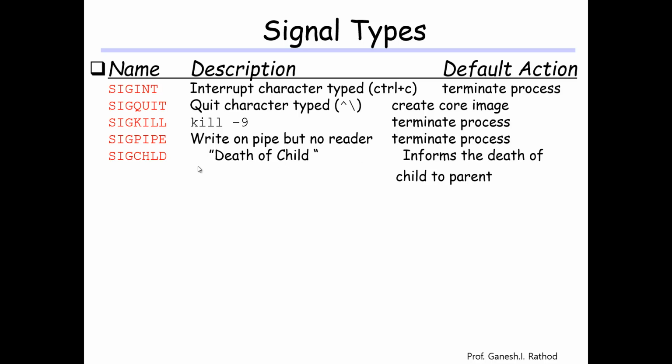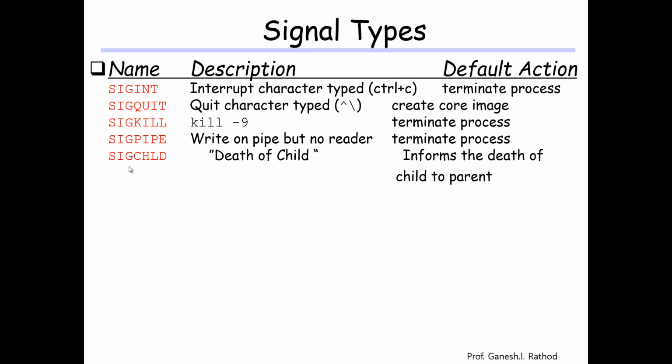Another example is the death of child signal, called SIGCHLD. This signal informs the parent of the death of a child. If one of the children becomes a zombie by executing the exit system call or coming out of its execution, the process becomes dead, that is, it becomes a zombie. When the process becomes a zombie, the child informs its parent that it is dead. That signal name is SIGCHLD, indicating that I am dead. That is death of child.